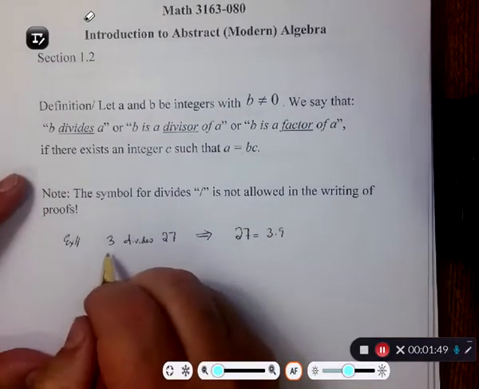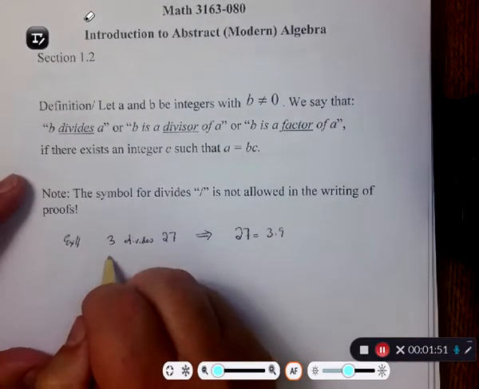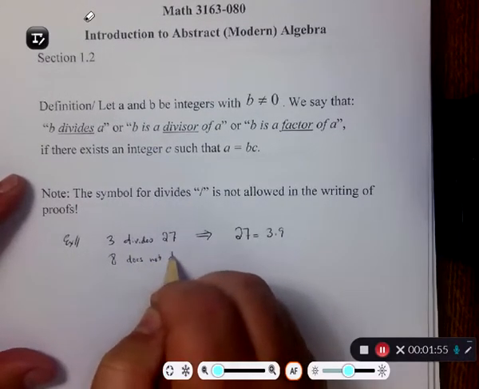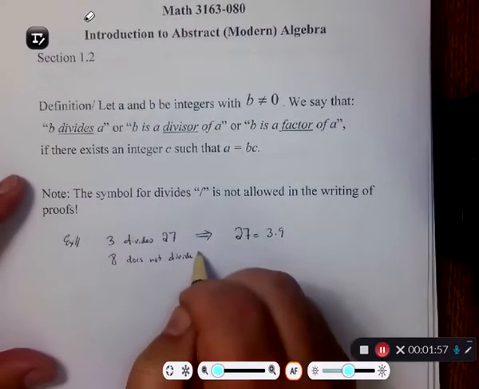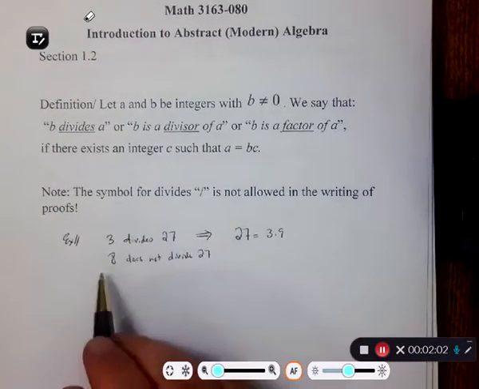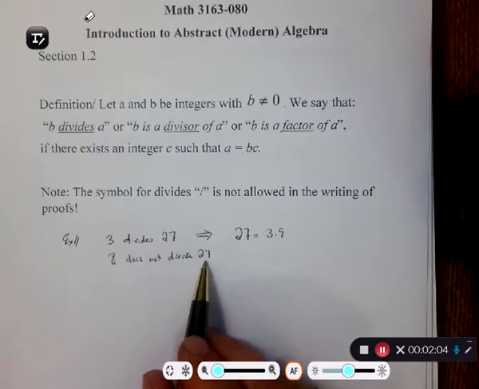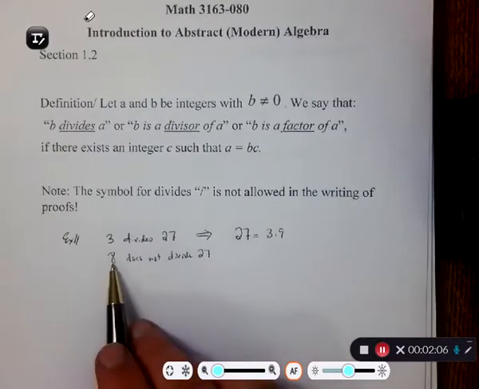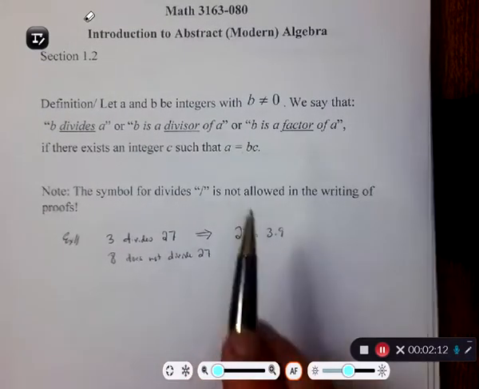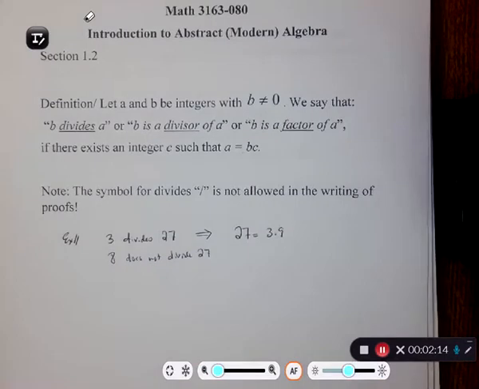But 8 does not divide 27 because I can't write an equation. To actually get to 27, 27 would be equal to what? 8 times 3, which is 24, plus 4. With that plus 4, you don't have that nice little A equals B times C looking type of equation here. So we'll do some side notes here.